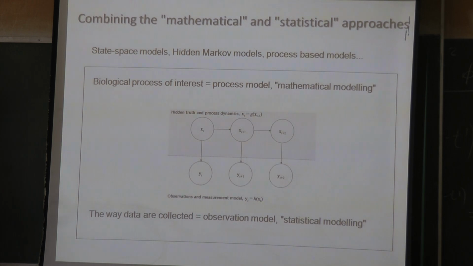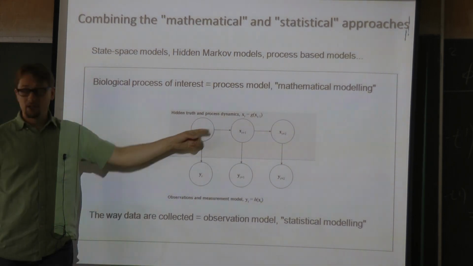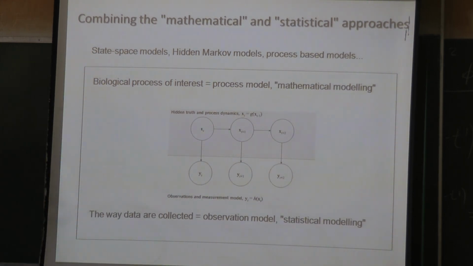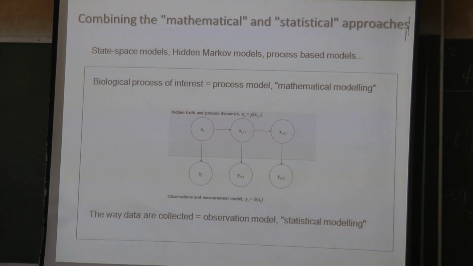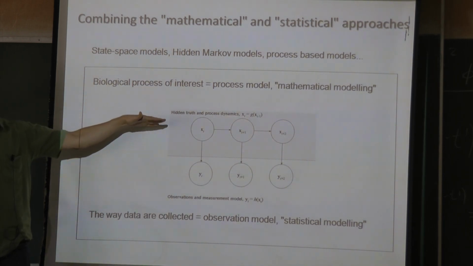And the arrow here is the model, some stochastic process, for example a random walk model, which is describing the movement process in this case. How do you get from a location at time t to a location at time t plus 1? So you can think that this upper part here is the mathematical modeling part.